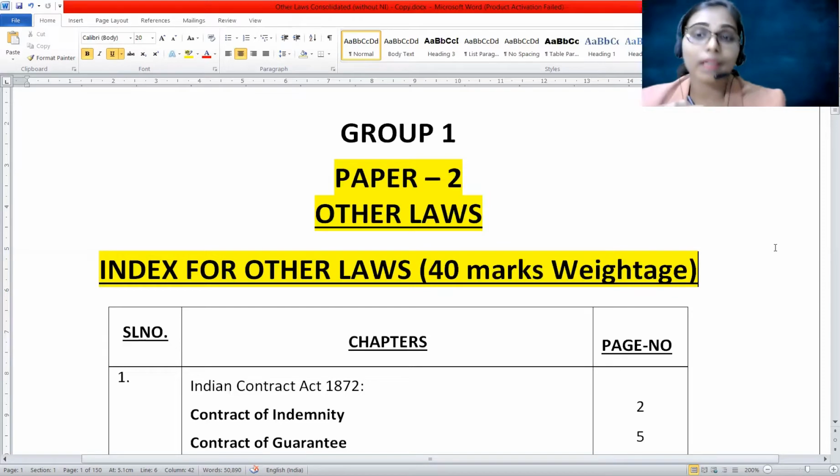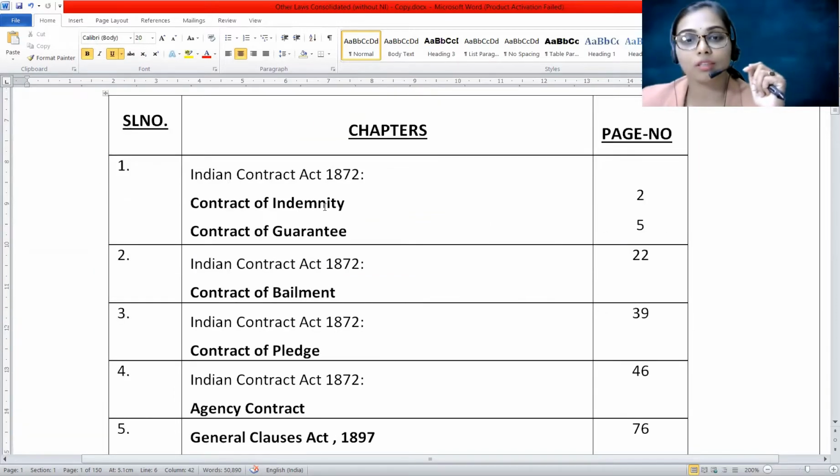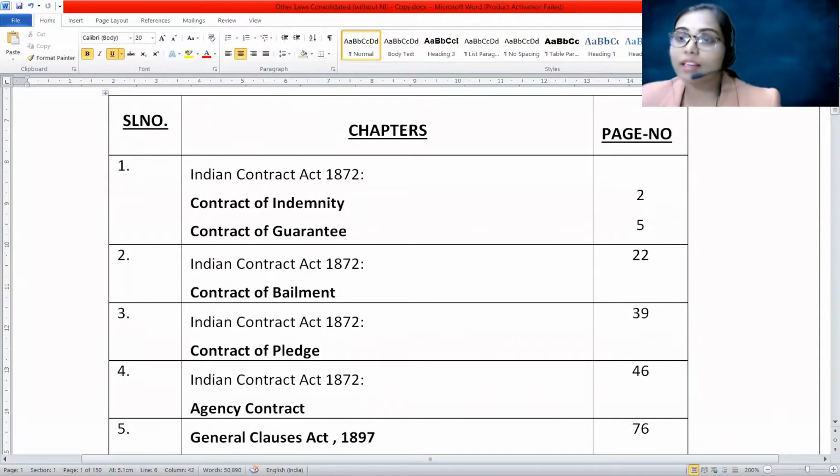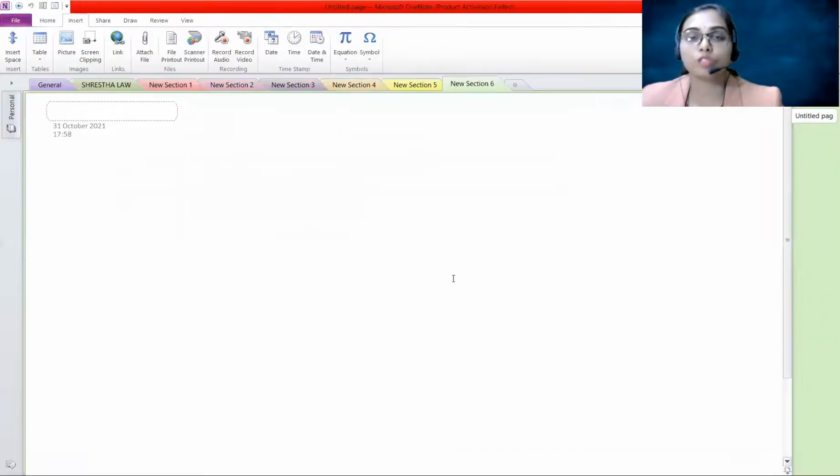Now we are going to go ahead and understand the Other Laws portion, which, as I've already said, has 40 marks weightage. In this 40 marks, we have 7 chapters. These are the 7 chapters which we are going to read. Let's understand the starting of it. Before we go with the Other Laws, Indian Contract Act, let's understand some portions of it.